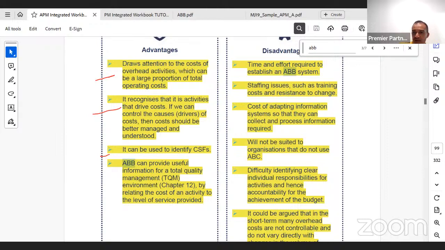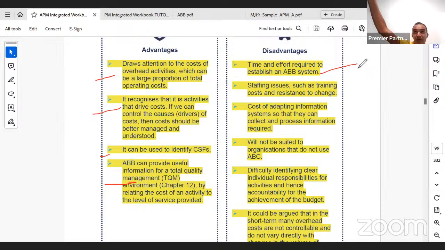The disadvantages. Time and effort required to establish ABB is a lot because you need to identify a lot of activities. Imagine a company like Unilever trying to come up with activities, cost drivers, staffing issues, training and cost, resistance to change, cost of adapting information system so that they can collect and process information.